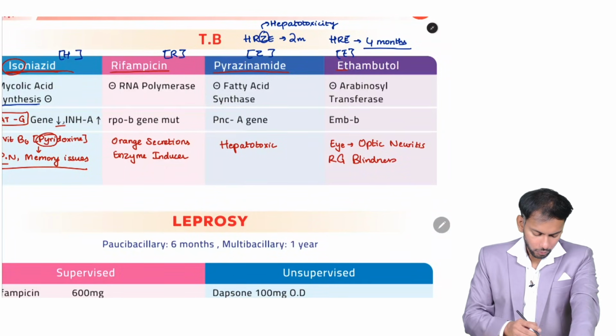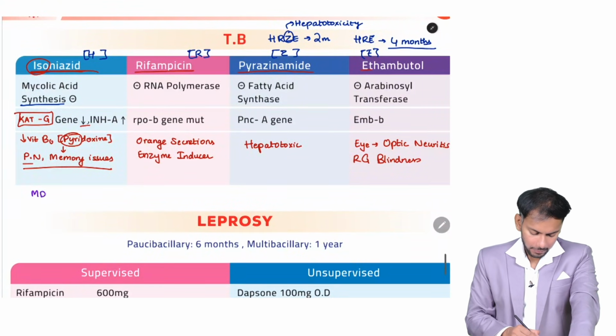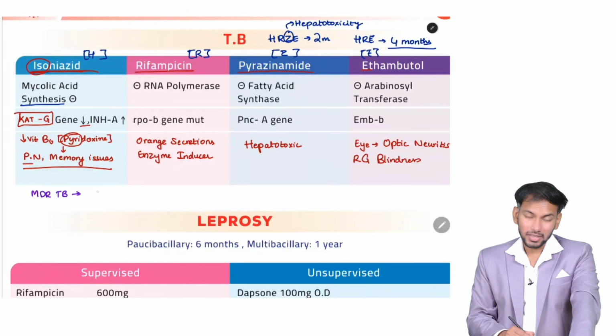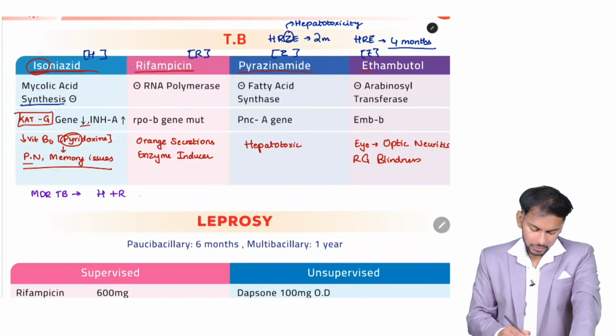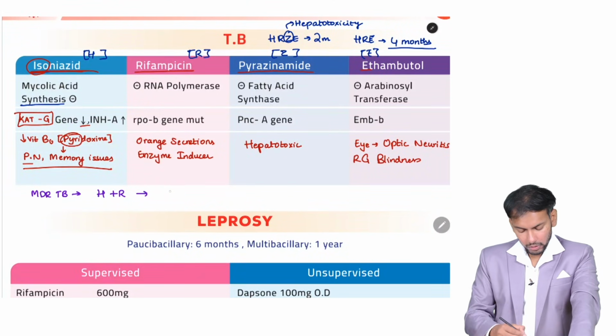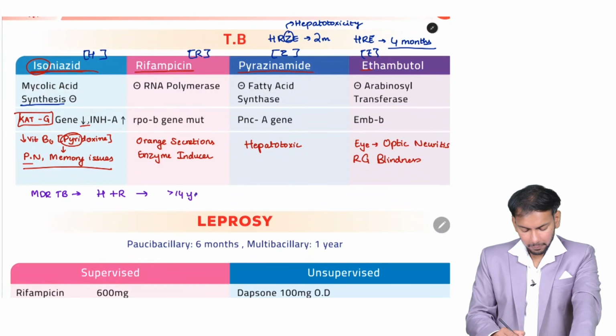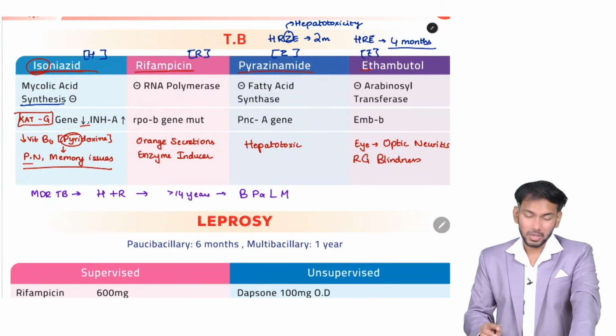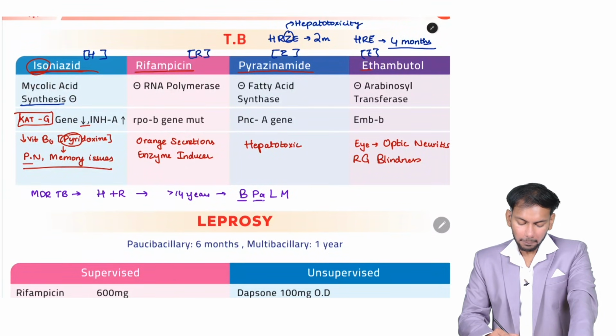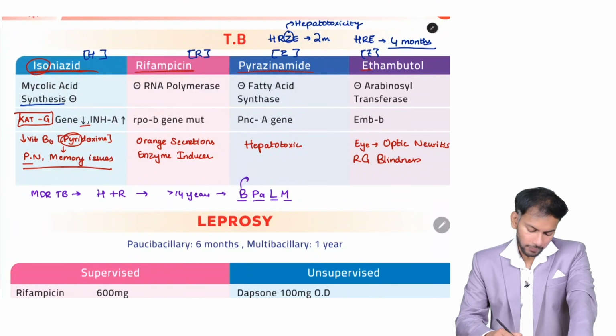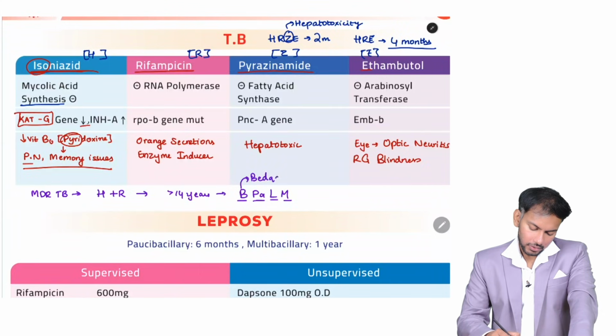Now, there is something known as MDR-TB. MDR-TB means multi-drug resistant TB. Here, the person is resistant to both isoniazid and rifampicin. And if the person is more than 14 years of age and is having MDR-TB, we will give a regimen that is known as BPAM regimen. BPAM regimen. This is very important. B for bedaquiline, PA for pretomanid, L for linezolid, M for moxifloxacin. At least remember bedaquiline. This is where the questions are most commonly asked.